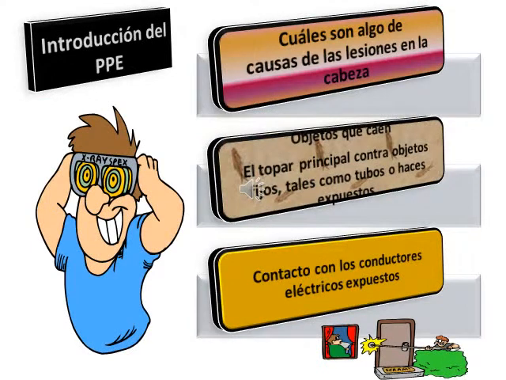What are some of the causes of head injuries? Falling objects, bumping your head against fixed objects such as exposed pipes or beams. Contact with exposed electrical conductors.